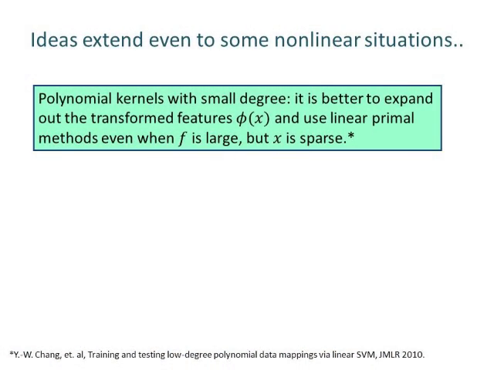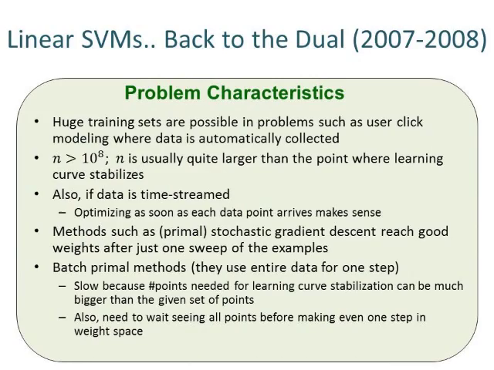Now, whatever I've shown before in the talk was about linear SVM, but it turns out that some of those apply even to nonlinear situations. When you deal with polynomial kernels with small degrees, you may be better off just expanding out those features, transforming it into a linear problem, and then operating in that space. Now again the cycle repeats. You come back to the next class of methods.